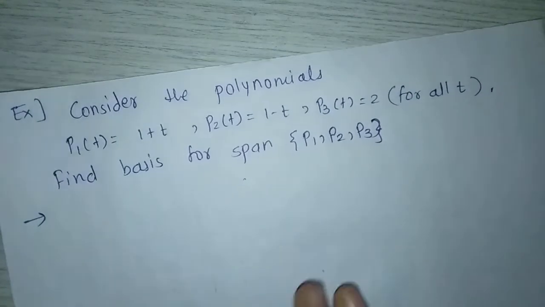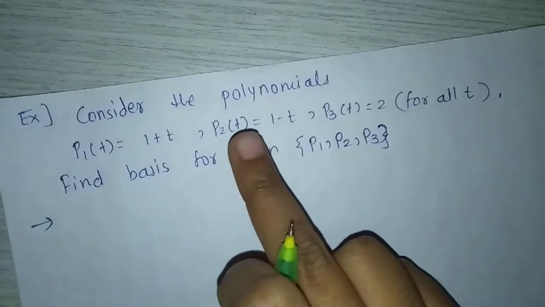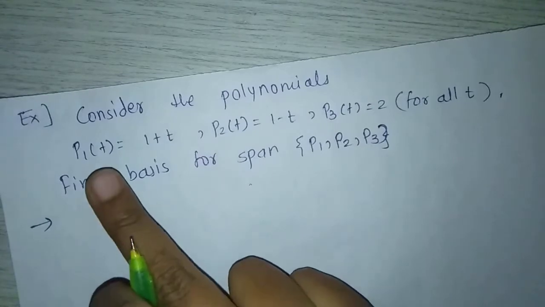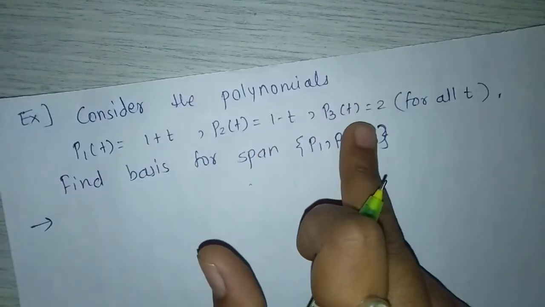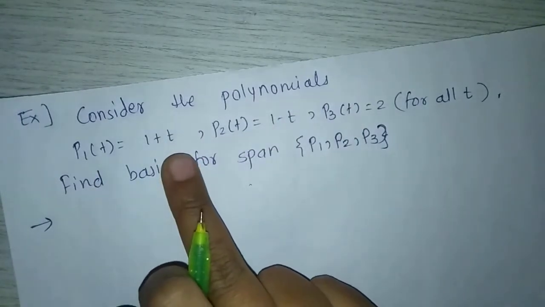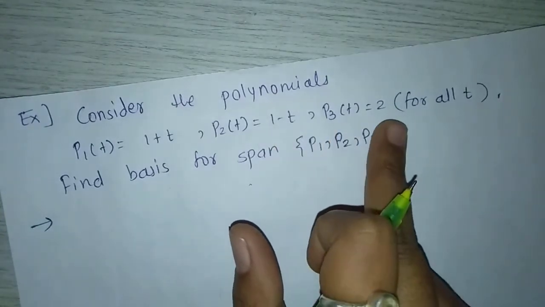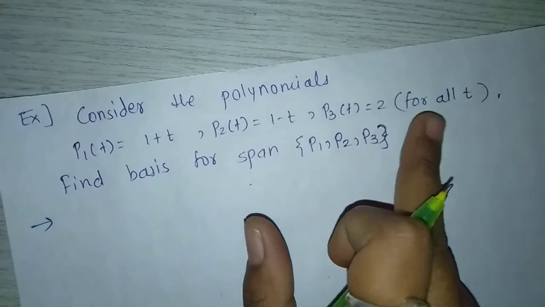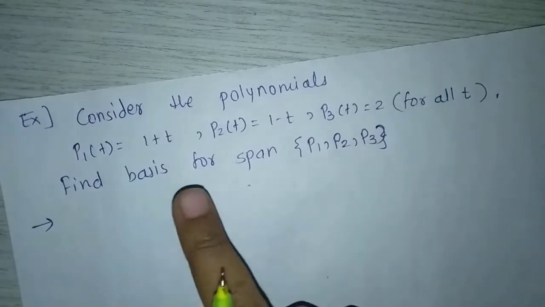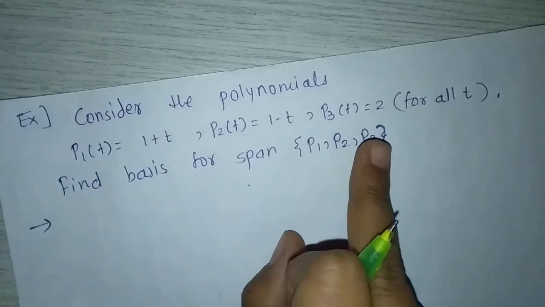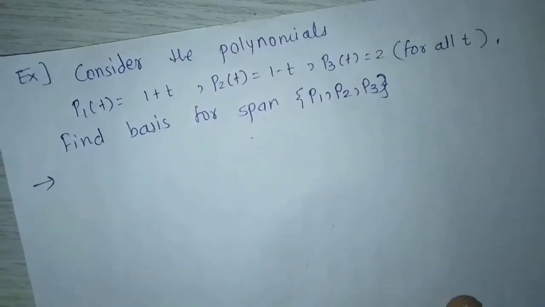Hello students. Next example, consider the polynomials p1(t), p2(t), p3(t), where p1(t) equal to 1 plus t, p2(t) equal to 1 minus t, p3(t) equal to 2 for all t. Find basis for span of p1, p2, p3.